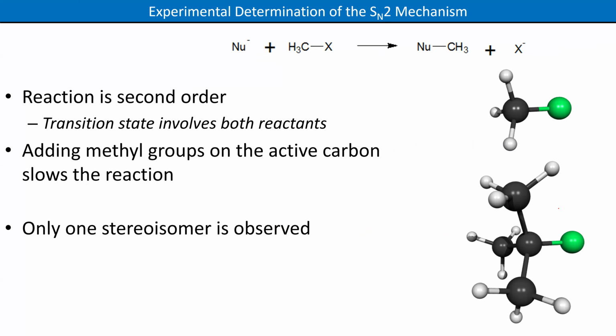And this last factor is really interesting. If you start with a single stereoisomer on a chiral carbon, you only get one stereoisomer as your product, which is what we call stereospecific. The reaction is stereospecific. If you start with R, you only get S as your product, which is weird.